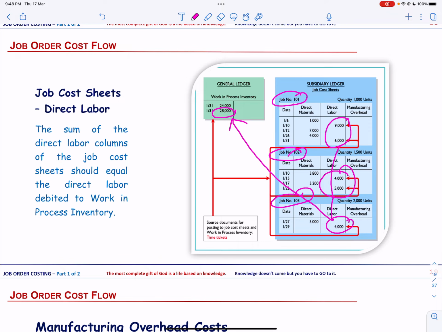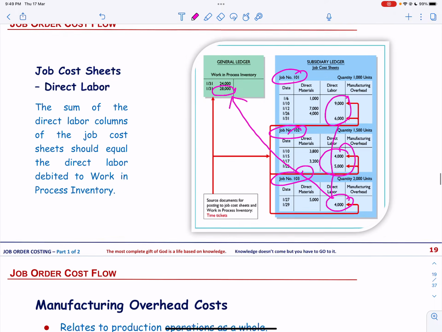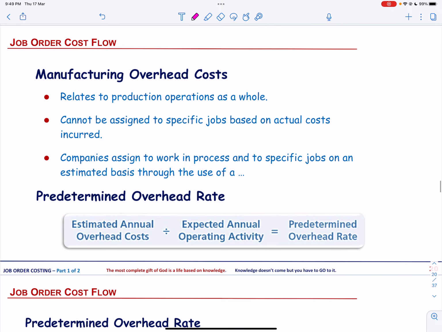Let us see how the job cost sheet for manufacturing overhead cost is made. A journal entry is recorded and then posted to the subsidiary ledger. Manufacturing overhead relates to production operations as a whole. Thus, overhead cost is not assigned to specific jobs on the basis of actual costs incurred. Rather, it is assigned to work in process and to specific jobs on an estimated basis through the use of a predetermined overhead rate.